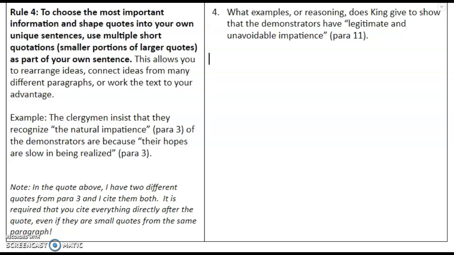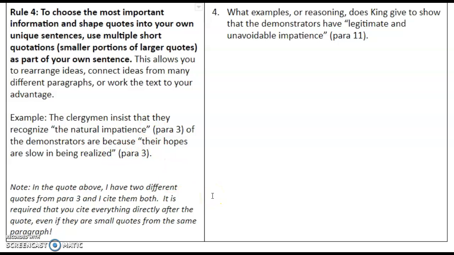So my example is: the clergyman insists that they recognize the "natural impatience" of the demonstrators because "their hopes are slow in being realized." And what's interesting about this is I have 2 quotes from paragraph 3, and I cite them both right after the quotation ends. And that's what you should be doing. You don't wait until the end of the sentence to cite. You always cite immediately after that quote ends. And yes, these are both from paragraph 3. However, I have to cite them both as soon as that quote ends.